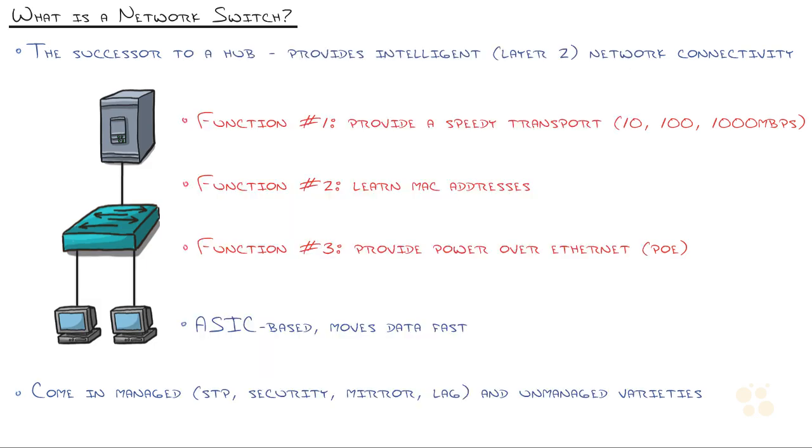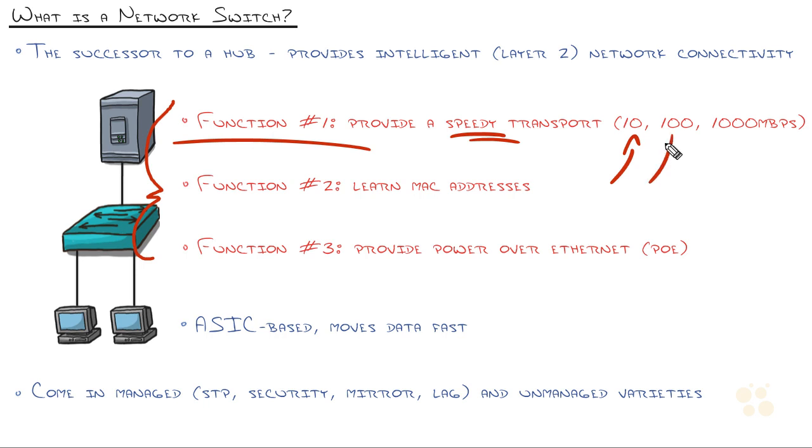The switch itself can do all kinds of stuff, and I've sifted it down to 3 core functions right here. Number 1, it provides a speedy transport. Now, the definition of speedy has evolved over the years. Decades ago, it was 10 megabits per second. That was the original Ethernet standard.